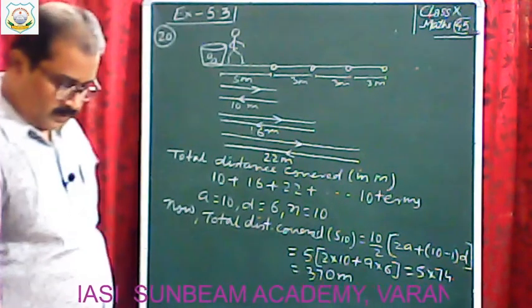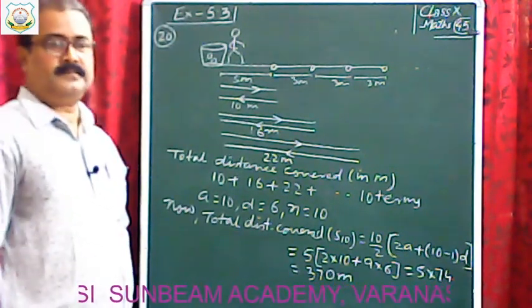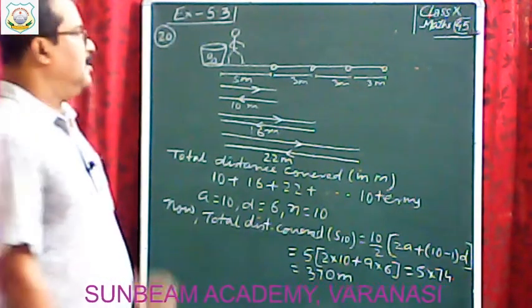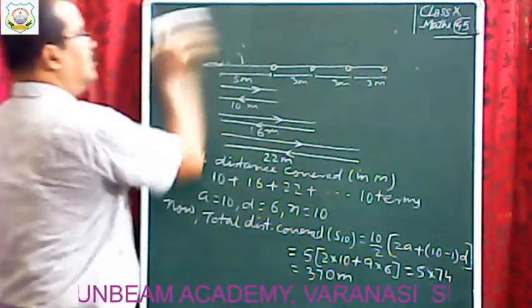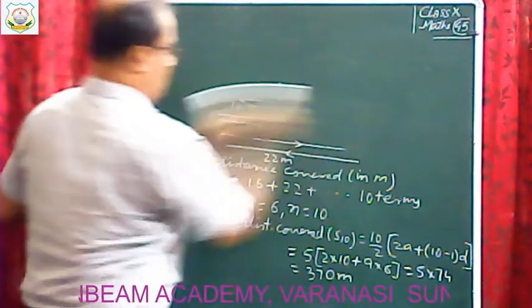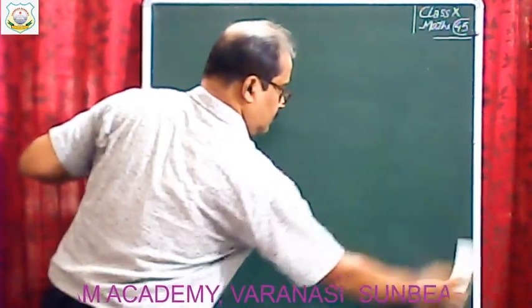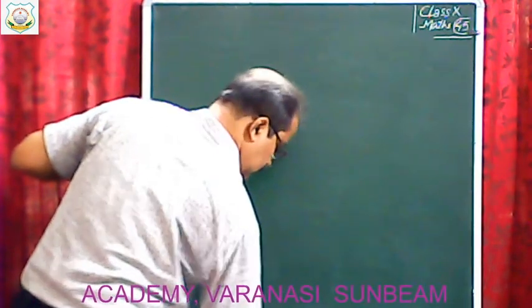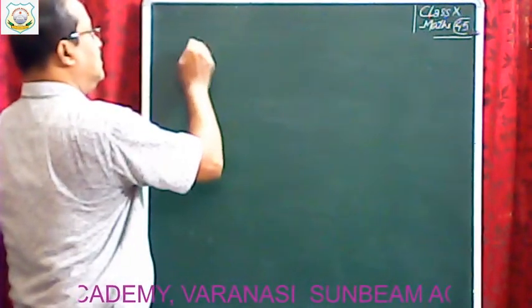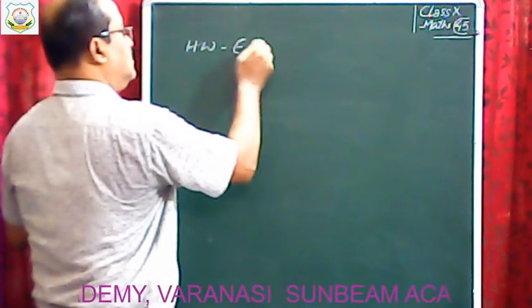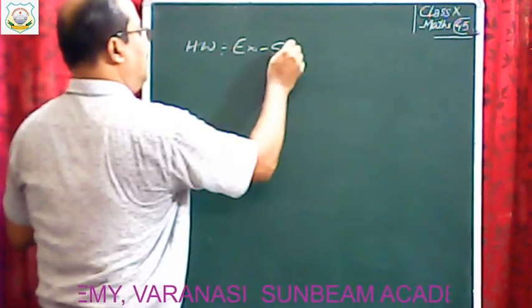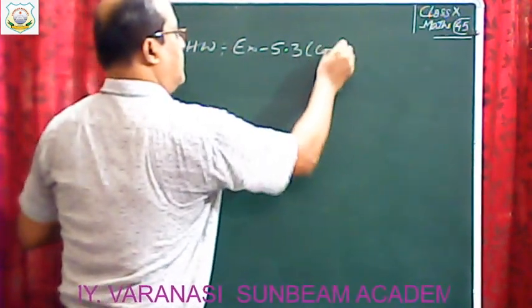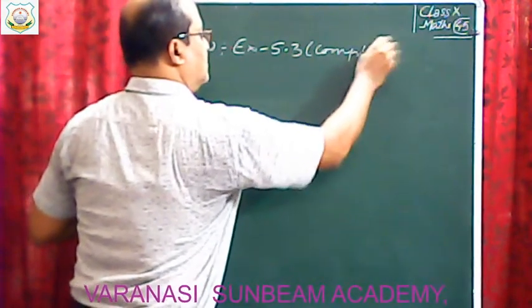So this much is given in your AP. The chapter is finished. Now it is your part to complete the chapter again. Write your homework: Exercise 5.3, complete.